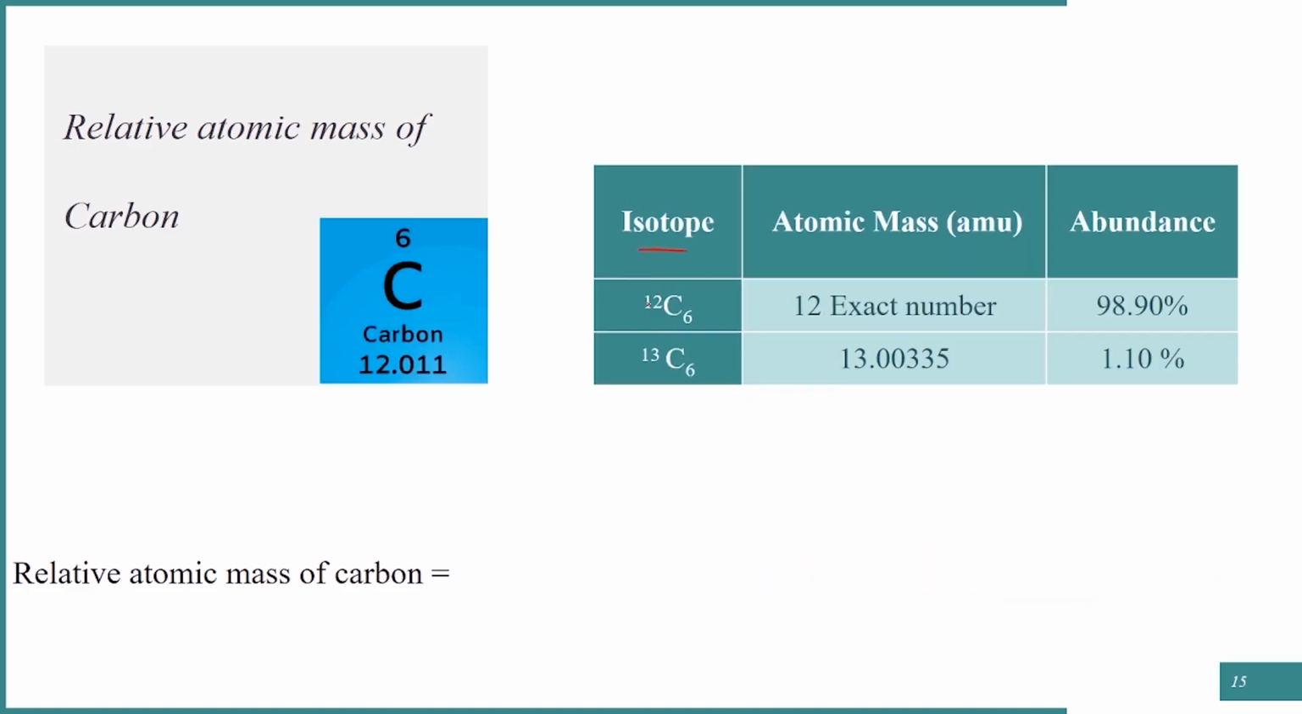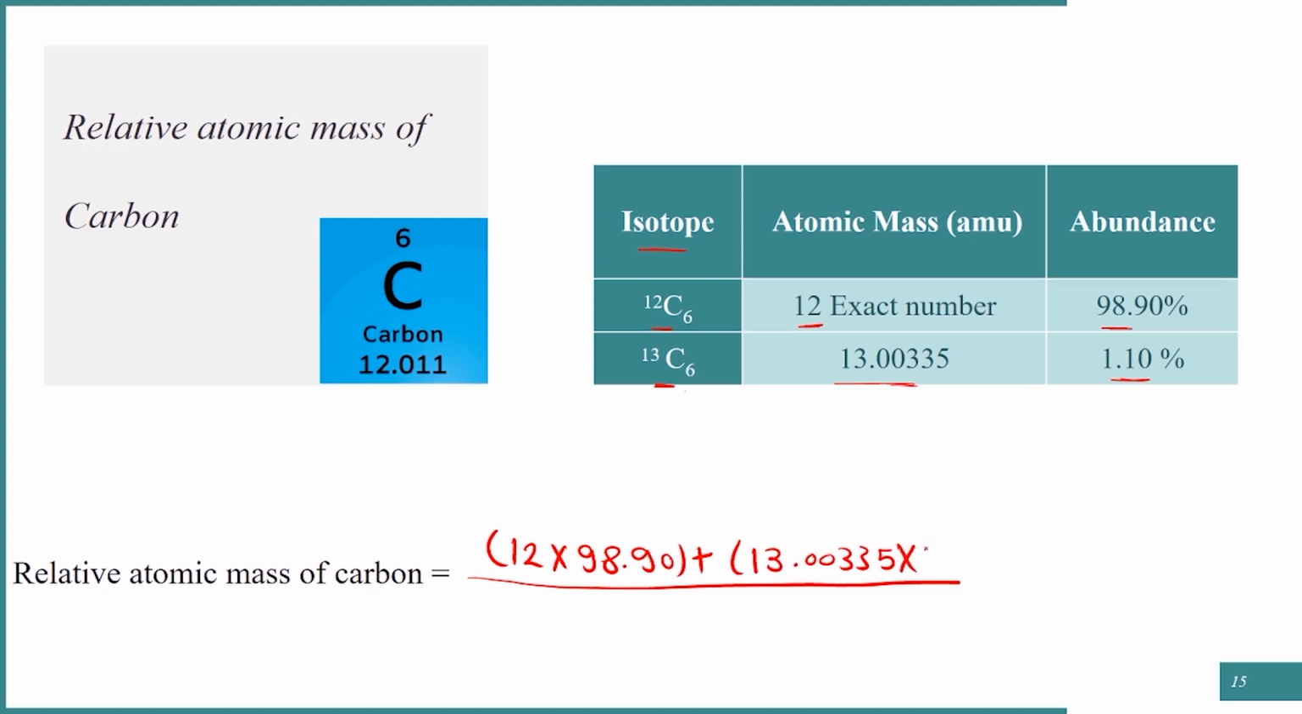Another example, carbon has two isotopes. The most abundant is the carbon-12 isotope with atomic mass equal to 12 atomic mass units, with abundance percentage equal to 98.90%, and the carbon-13 isotope that has atomic mass equal to 13.00035 atomic mass units, with abundance percentage equal to 1.1%. By that, the relative atomic mass of carbon is equal to 12 multiplied by 98.9 plus 13.00035 multiplied by 1.1, all divided by 100, equal to 12.01. This is the number you often see in the periodic table.